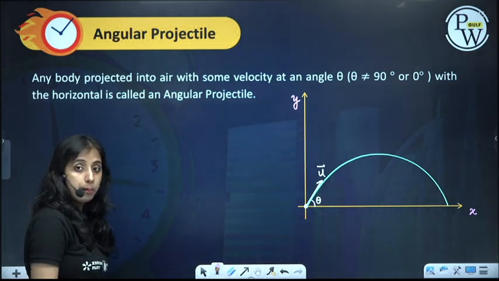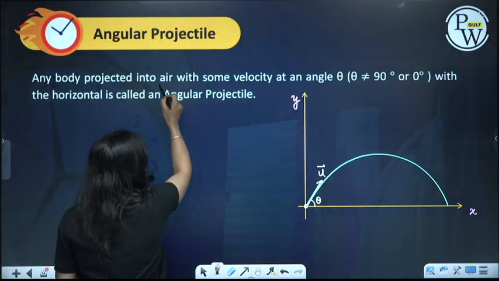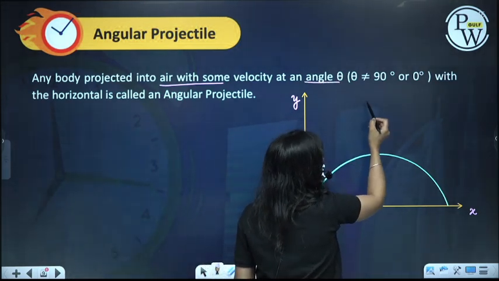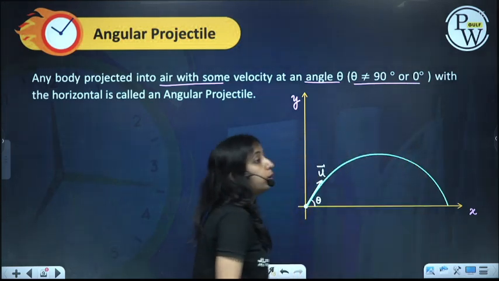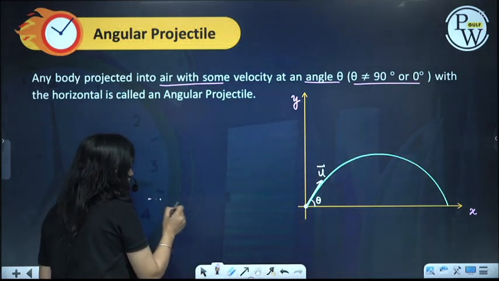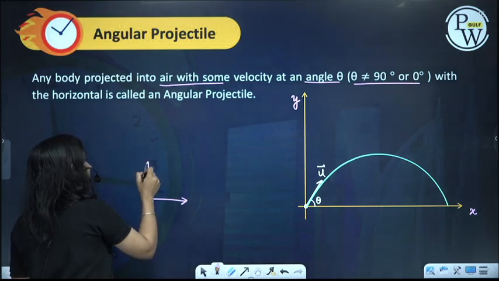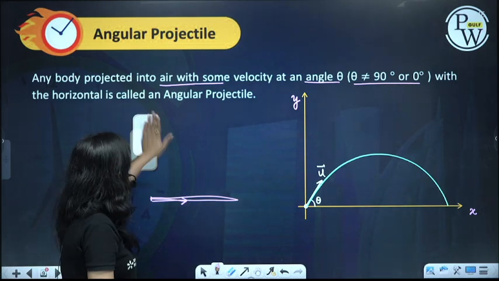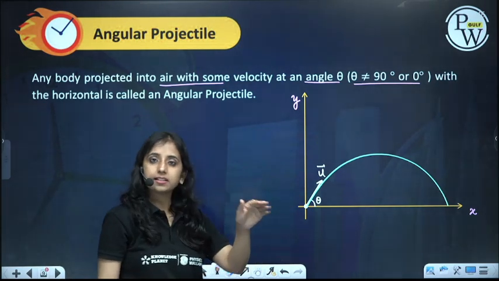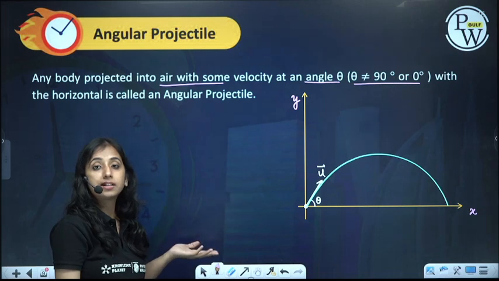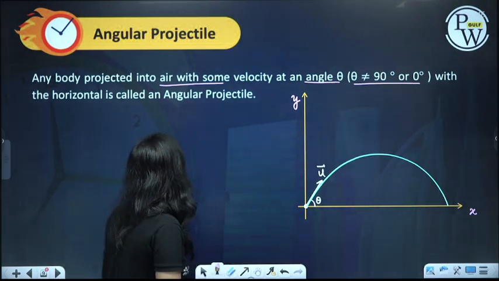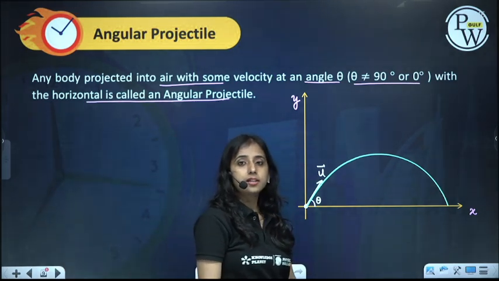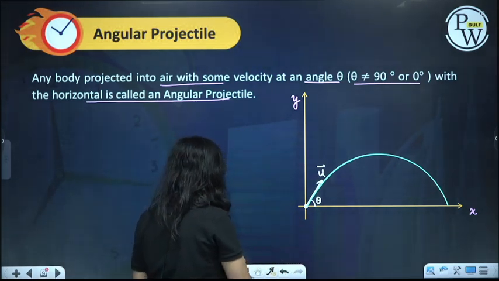Now what is an angular projectile? When any body is projected into air with some initial velocity at an angle theta, where theta is not equal to 90 or 0. Neither can theta be 0 nor can theta be 90. We cannot project the body purely in x and we cannot project the body purely in y. It is projected at some angle theta with the horizontal. Such a projectile is called angular projectile.